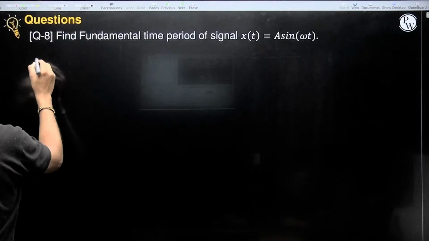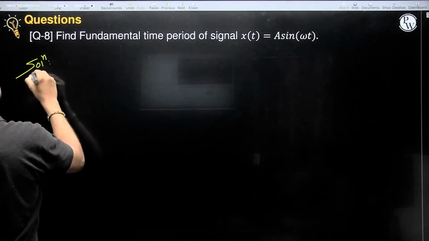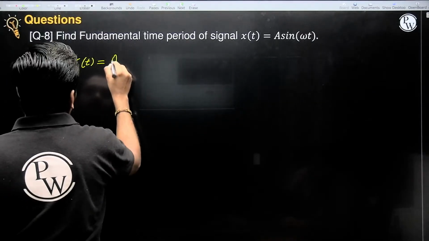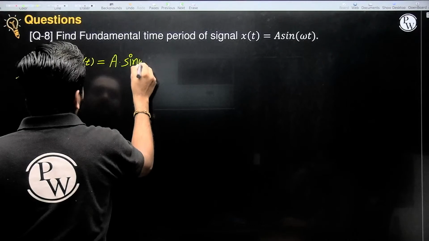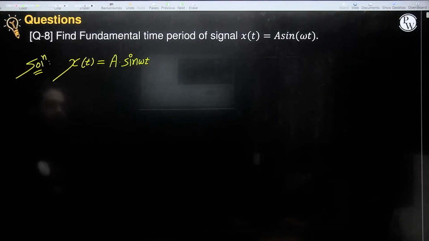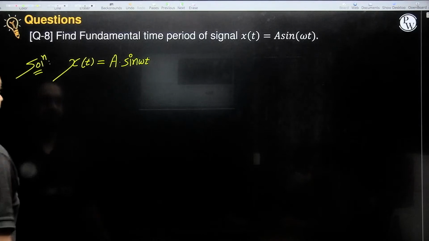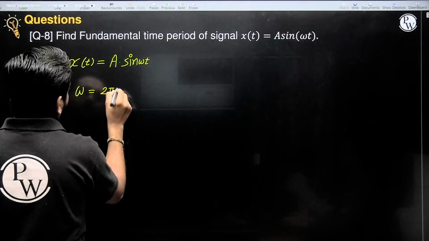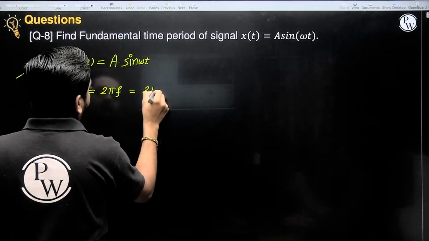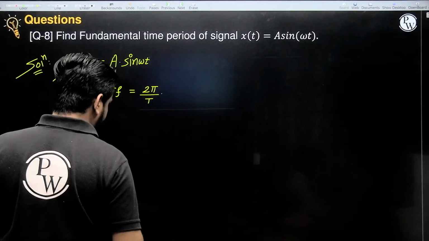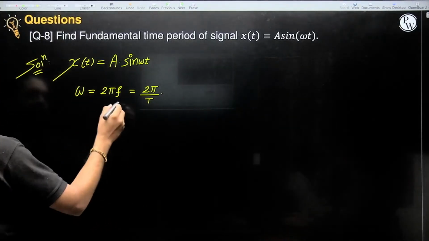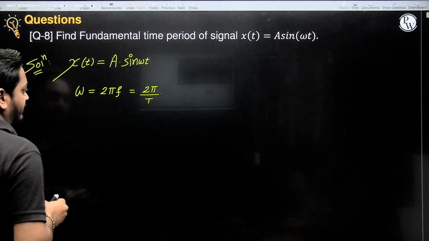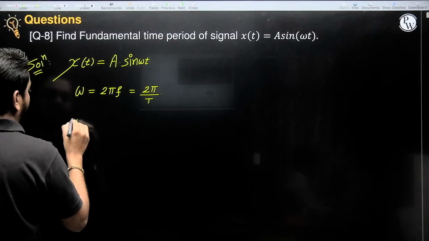So this is A sin omega t. If it is A sin omega t, x of t is equal to A sin omega t. Here omega is nothing but 2 pi f, and f is nothing but 1 by capital T. This omega is known as the angular frequency, as I told you guys, in radian per second. f is your frequency in hertz. Capital T is the fundamental time period.